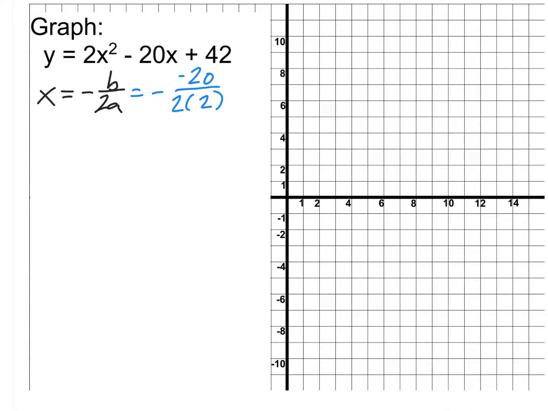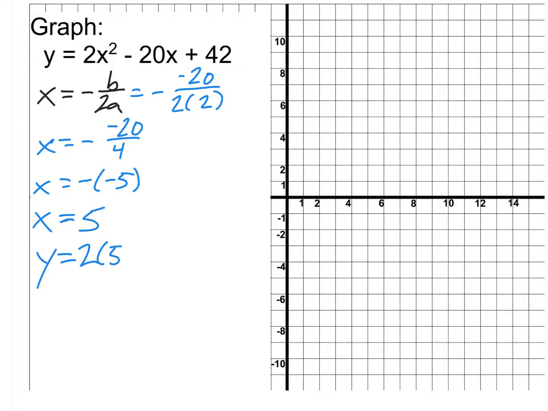Okay. Then, go ahead and simplify that, figure out what x equals. So that's going to be a negative 20 over 4, which is a negative 5. Now remember, whenever you have two negatives next to each other like that, a negative times a negative is a positive, so x equals positive 5. Once we know what that x value is, remember how we find the y? We plug it back in. So y equals 2 times 5 squared minus 20 times 5 plus 42.